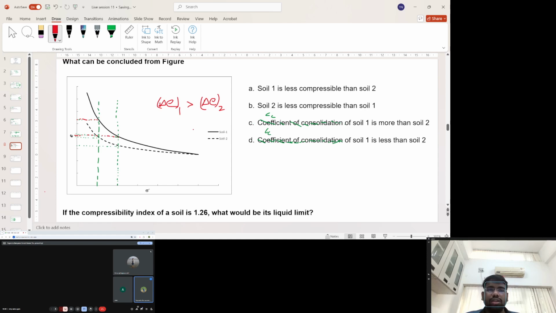Hence, which is more compressible? Soil 1 is more compressible. Obviously option B is right. And since delta e1 is greater than delta e2, what happens to Cc? The numerator is more, because the denominator remains the same, right? So Cc of 1 is greater than Cc of 2. So the right options are B and C. Any doubts?